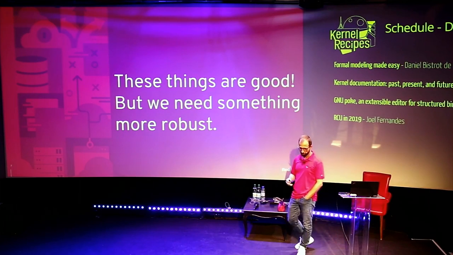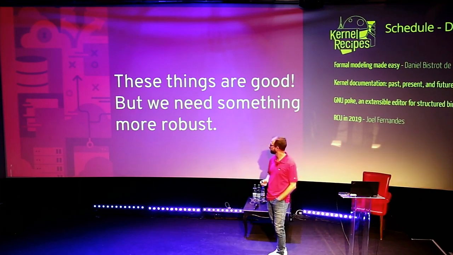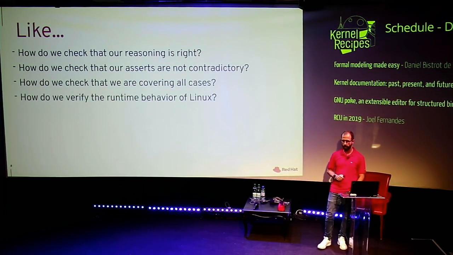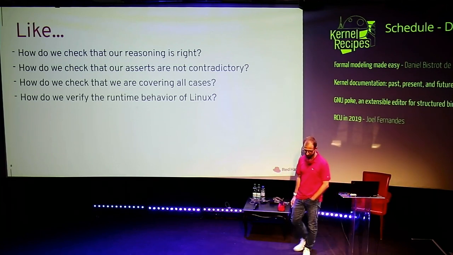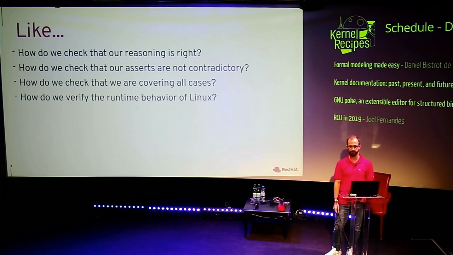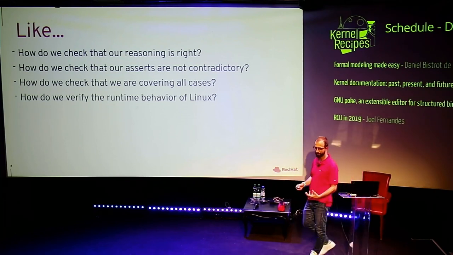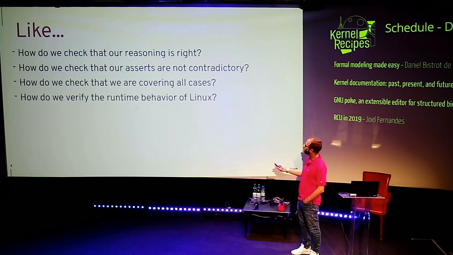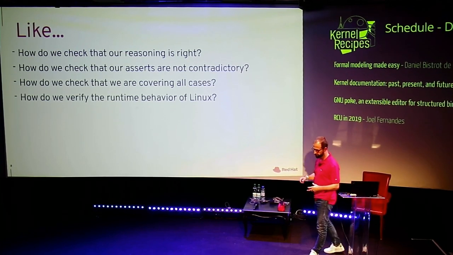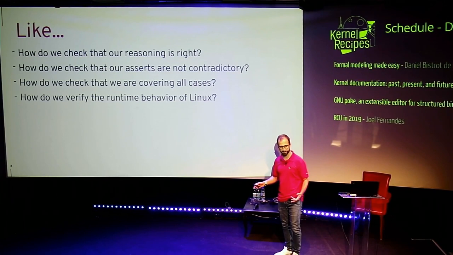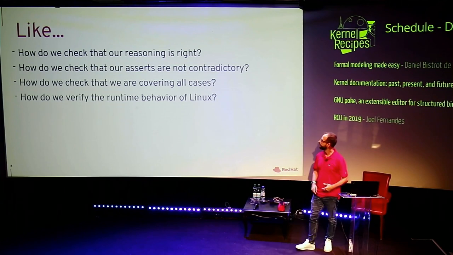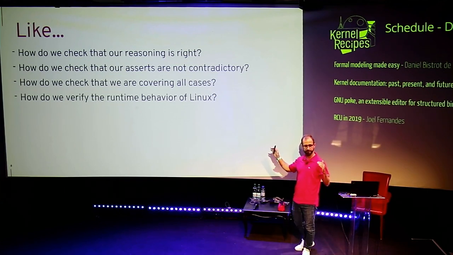We need more robust ways to show that some properties of the system are correct. For example, how do I prove to the real-time community, the academic one, that the preemption model of PREEMPT_RT is deterministic? How do I expose this? It's hard for them to read in the code, right? Or how do we check that the reasoning that we are using to explain how Linux works is correct? How do we check if our assertions are not contradictory? How do we check that we are covering all the cases?